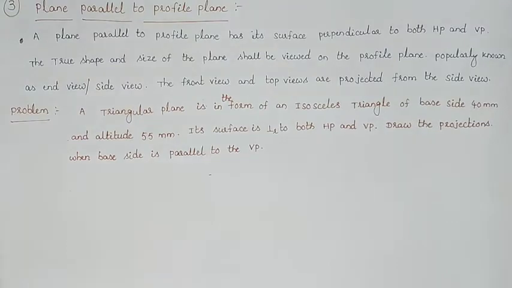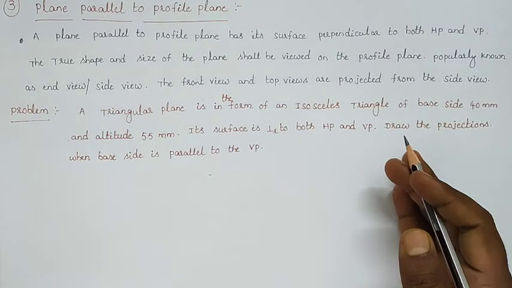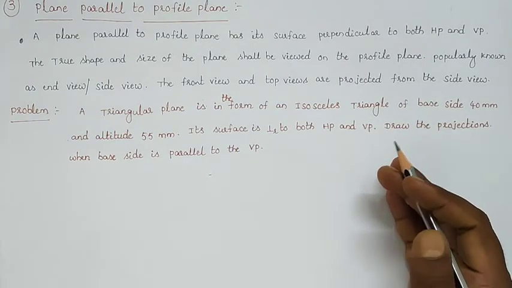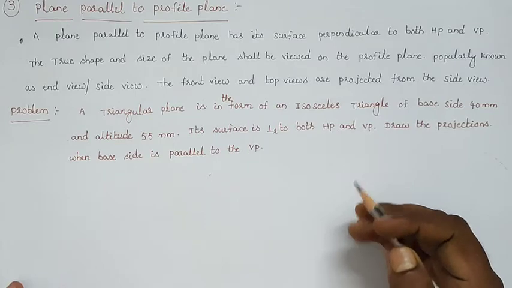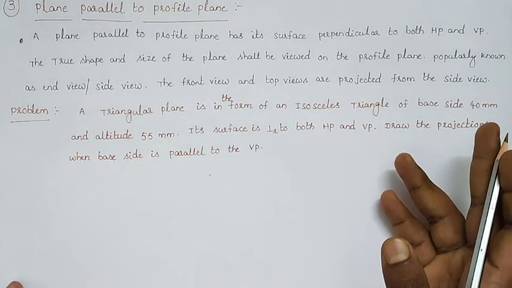So when a plane surface is perpendicular to both HP and VP, the true shape and size of the plane shall be viewed on the profile plane. It is popularly named the side view, showing the true shape and size. The front view and top view are projected from the side view. They will be shown as a line.